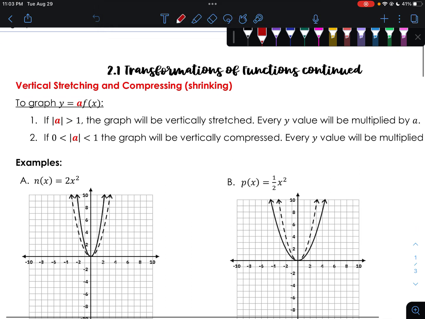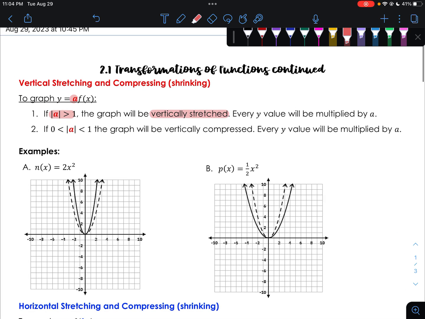our functions. So when we stretch and compress, what we're looking for is a number inside or right in front of the function. Okay, so when you take the absolute value of that and it is greater than 1, it is going to be vertically stretched, which means we are going to take every y value and multiply it by a.